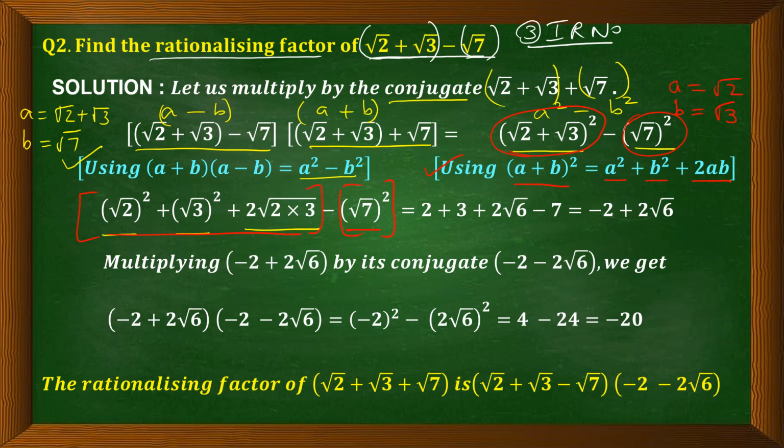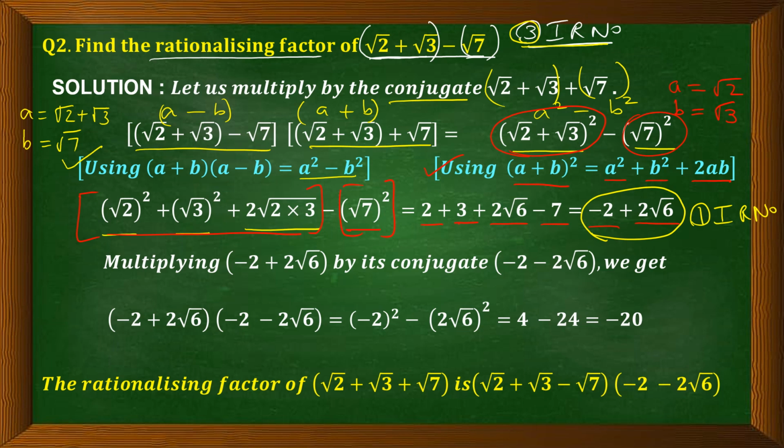Now let us solve it. The square of root 2 is 2, the square of root 3 is 3, 2 root of 2 into 3 is 2 root 6, and the square of root 7 is 7, with the minus sign outside. 2 plus 3 is 5, 5 minus 7 is minus 2, plus 2 root 6. Right. Now if you observe, this is again an expression which consists of only one irrational number. So earlier we had three irrational numbers, and we have reduced them to one irrational number. Now further we can rationalize it and convert it into a rational number.